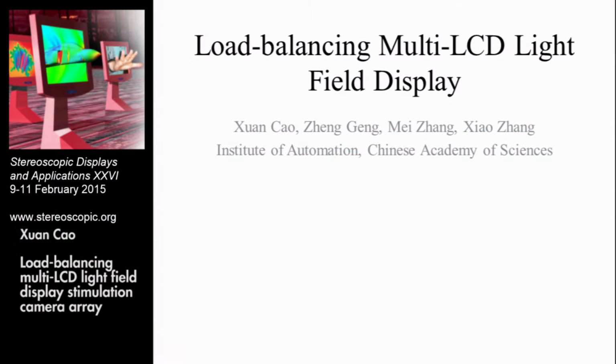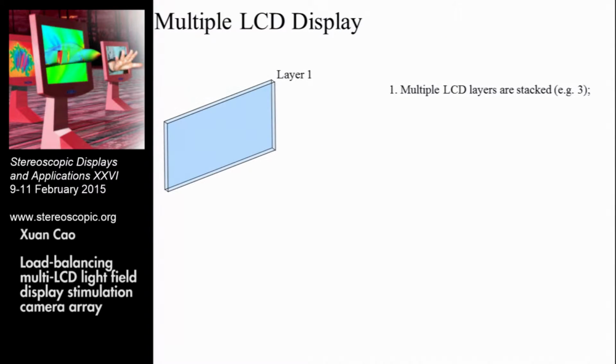Good afternoon, everyone. Today, my topic is load balancing multiple LCD light field display. Firstly, let me introduce what a multiple LCD display is.